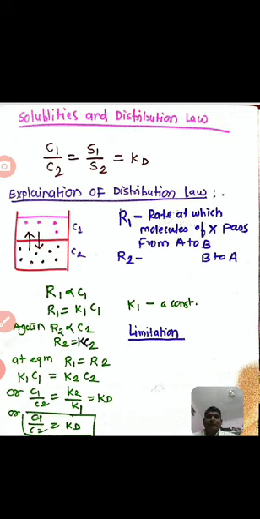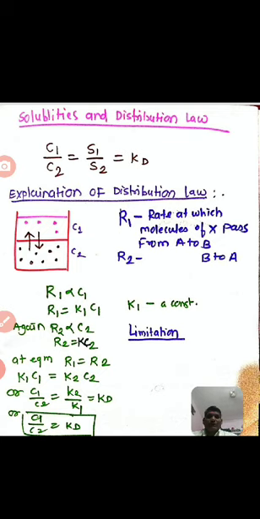According to Nernst, when the distribution of solute X between solvents A and B has reached equilibrium, the rate R1 at which molecules of X pass from A to B is proportional to its concentration C1 in solvent A. Similarly, the rate R2 at which molecules of X pass from B to A is directly proportional to its concentration C2.